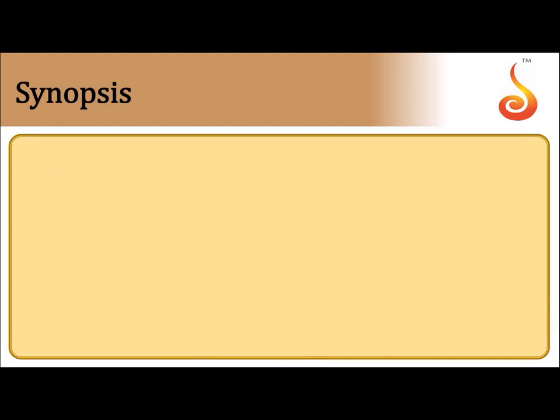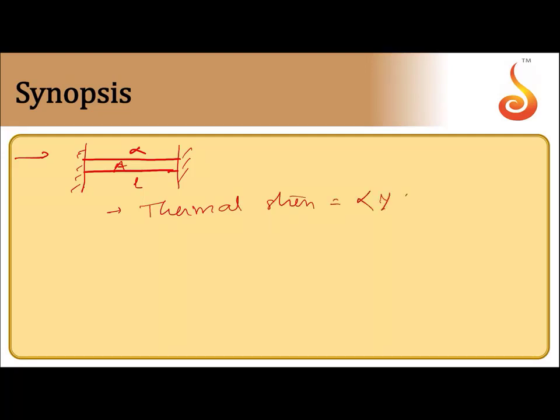One another important result is about a rod which is fixed between two rigid supports. For example, there is a rod whose length is L, coefficient of linear expansion is alpha, and the cross-sectional area is A. Here, thermal stress, you have done it while doing thermal physics. Thermal stress is given by alpha Y into delta theta, where delta theta is the change in temperature.